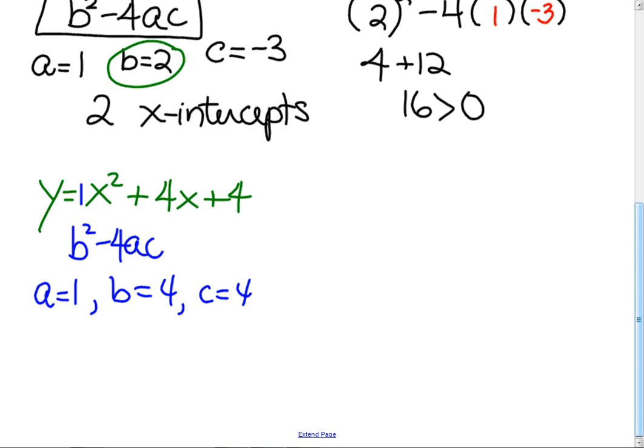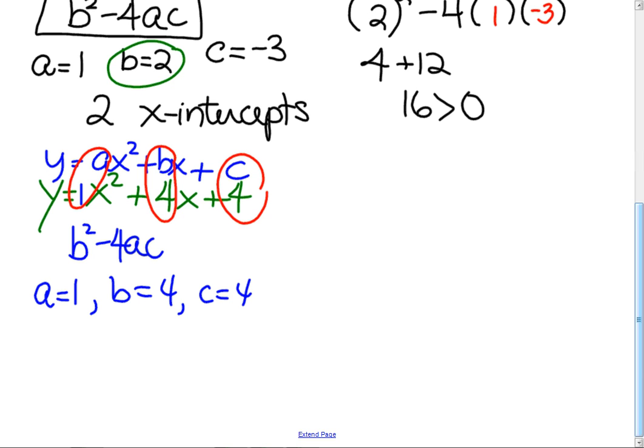Okay? Okay, Lucas? These are the numbers in front of the letters. The formula is this: y equals ax squared plus bx plus c. Okay, you guys? So a is the number in front of x squared. b is the number in front of x. I know it's different than y equals mx plus b. This is standard form, and c is equal to 4.